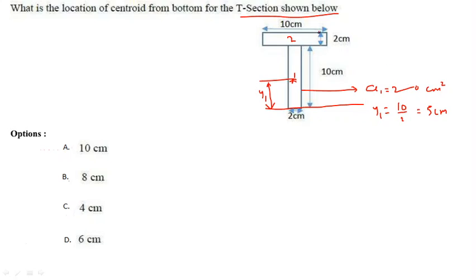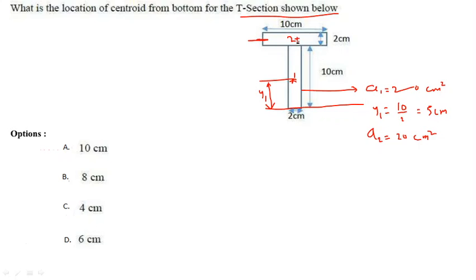Similarly, calculate the area of the second rectangle. B is 10 here and depth is 2 centimeter. So area A2 is equal to B into D. B is 10 and D is 2, so 10 into 2 gives 20 centimeter square. And the centroid of this rectangle lies at the center of the rectangle.